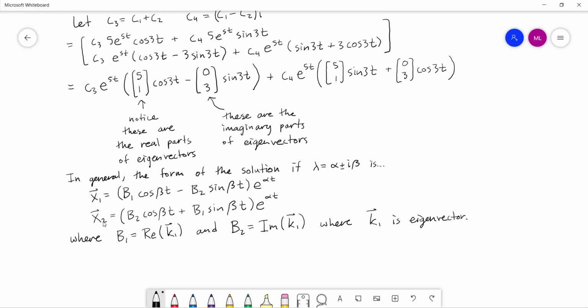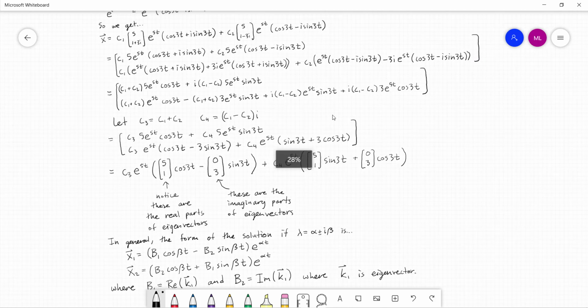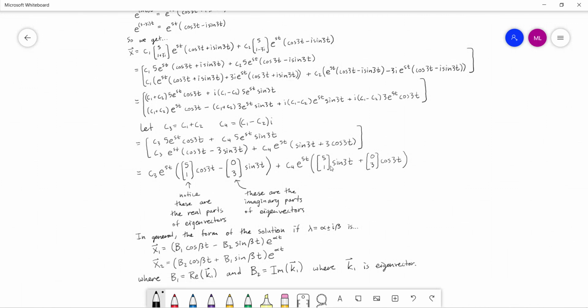Over here for x2, it's going to be, again, b2, so that was our imaginary parts, that's our 0,3 times the cosine, plus b1, b1 was the real part, so that was our 5,1 times the sine of 3t, and then all of that times e to the 5t. So in our case, the alpha was 5, right? And we can basically jump straight to this formula. Again, it's worth memorizing so that you don't have to go through all of this algebra on every single one of these problems.